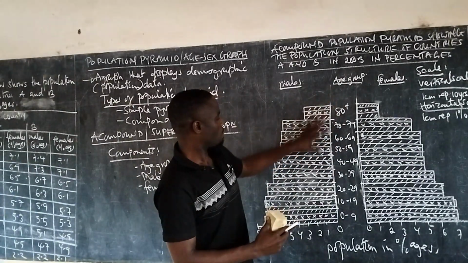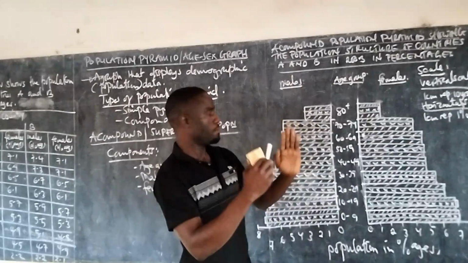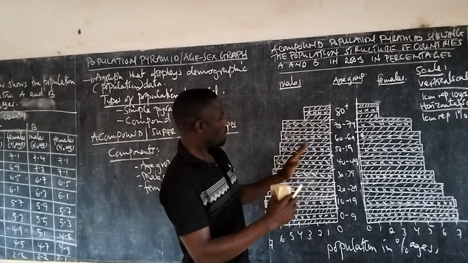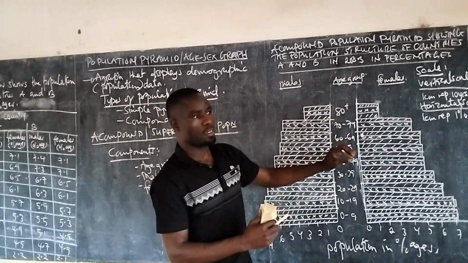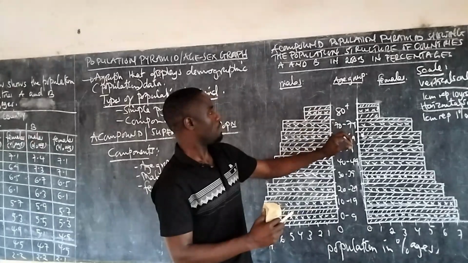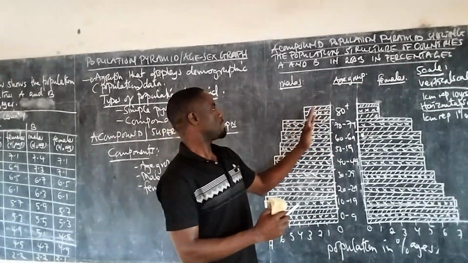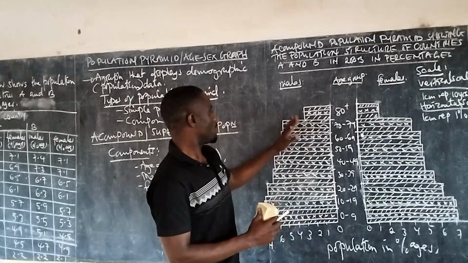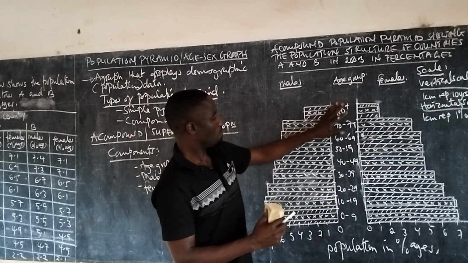So when you look at this graph, the higher you go, the smaller the population. Why? Because of the poor health facilities. People are always affected by diseases. The health sectors are not good. So that's why you find that the life expectancy is low.